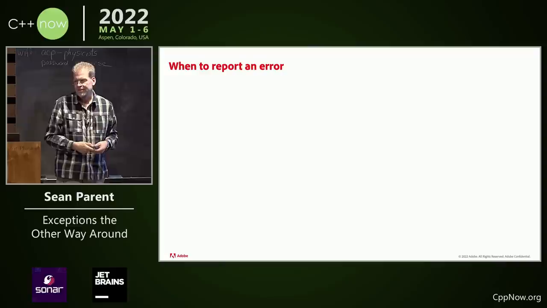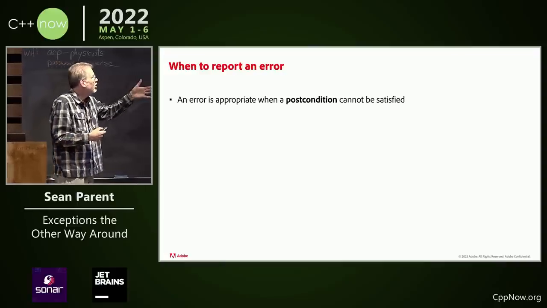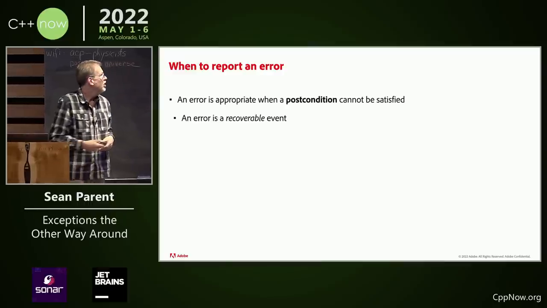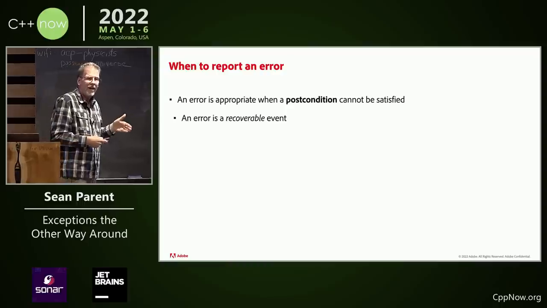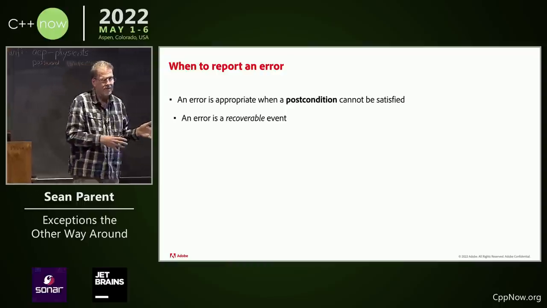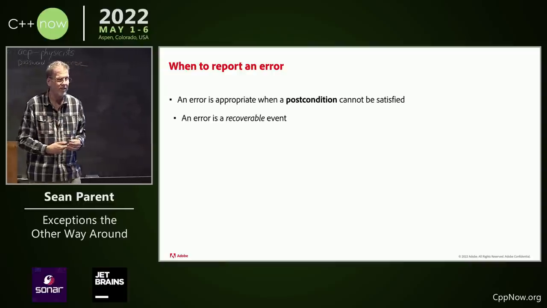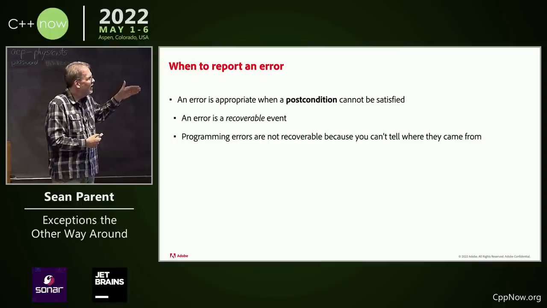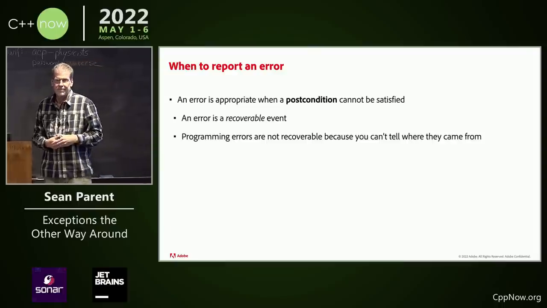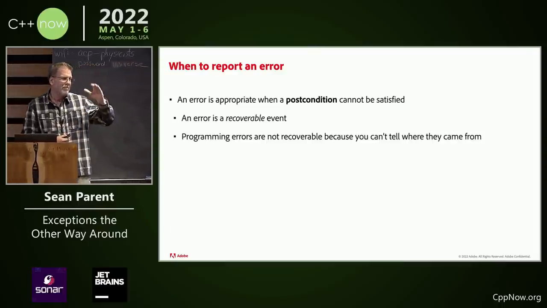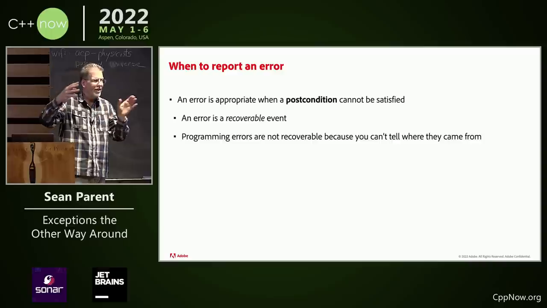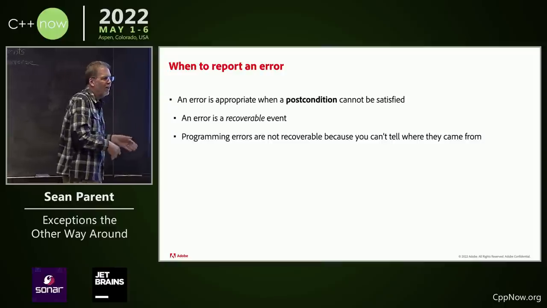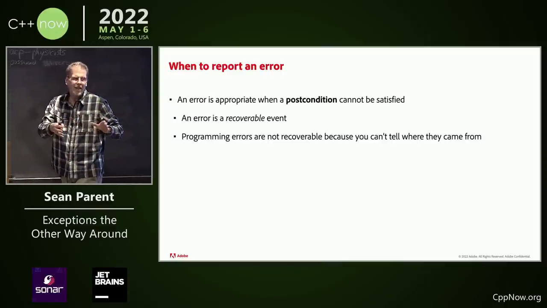So, when do we report an error? An error is appropriate when a postcondition cannot be satisfied. An error is a recoverable event. If an error is not a recoverable event, just call terminate. Terminate your application at that point. Programming errors are not recoverable events because you can't tell where they came from. Throw any logic error or anything derived from a logic error should really be a call to terminate. Most of the calls that are throw runtime error should really be a call to terminate.